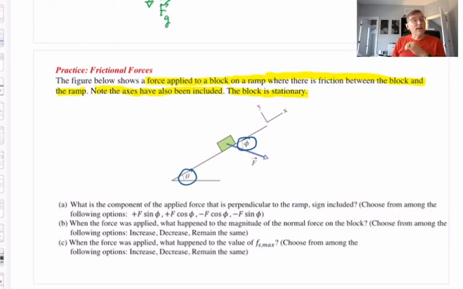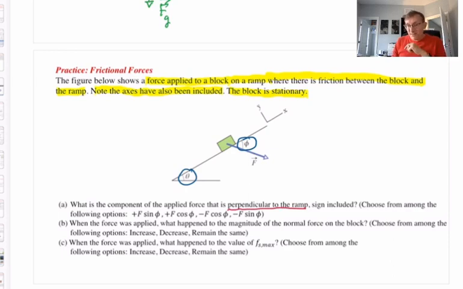Here are the questions, though, that I'm going to have you answer. They're labeled here, A, B, and C. A says this: what is the component of the applied force that is perpendicular to the ramp? Not parallel to the ramp, but perpendicular.